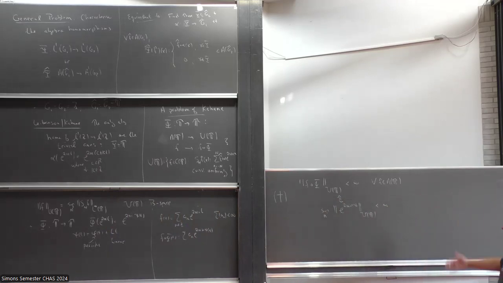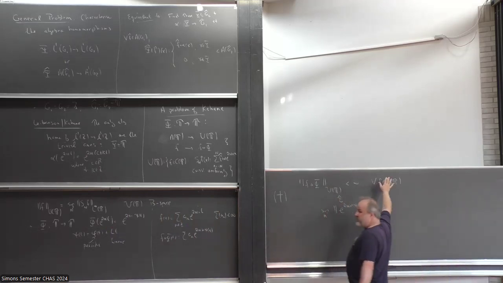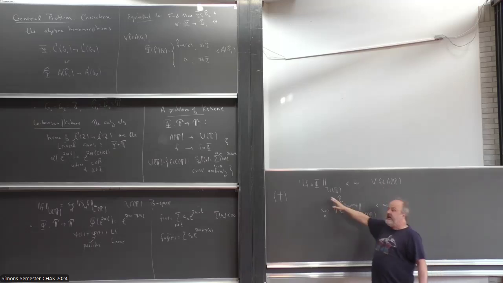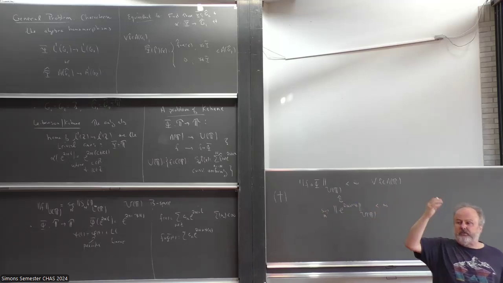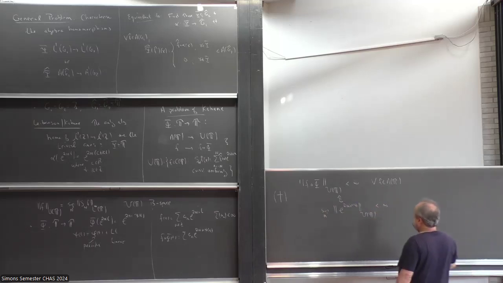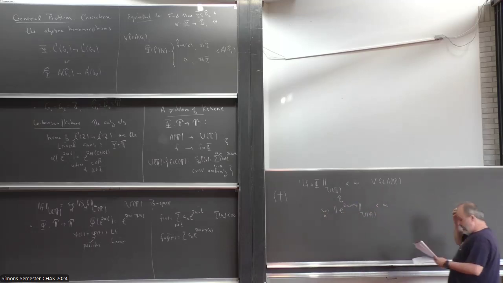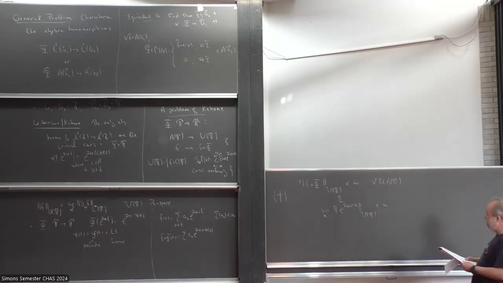Certainly if this is true, then this is true, just by the triangle inequality. And then testing this on simple functions, just cosine and sine at a certain frequency, I see that this necessarily has to hold. Okay, so let's unravel this. What do we have here?